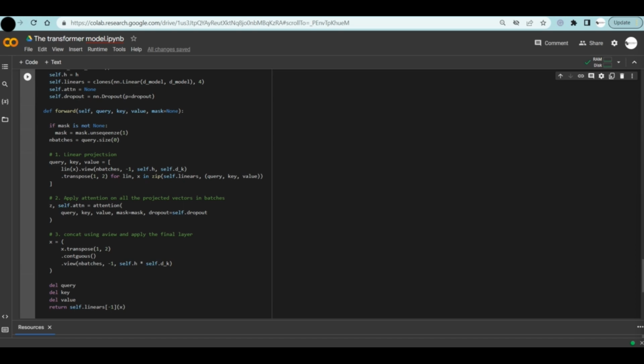The intuition behind this code is that it's preparing the input and the key and value tensors for the attention calculations. That is what we're doing here with the linear projection.